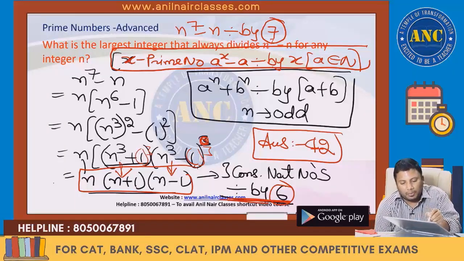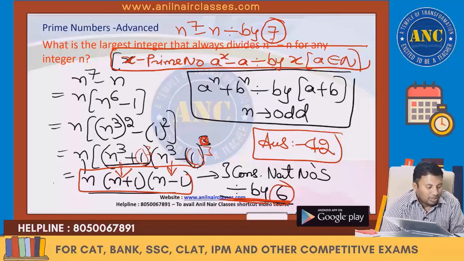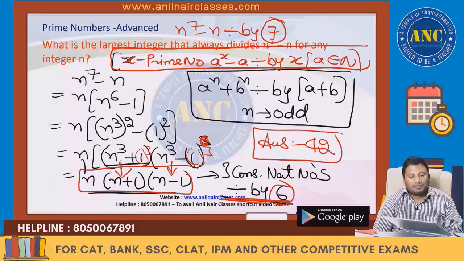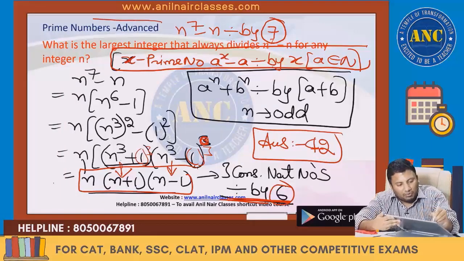According to this property, this number is divisible by 7. So it is divisible by 7 and divisible by 6. So the answer for this question is 42. This completes the prime numbers advanced session.